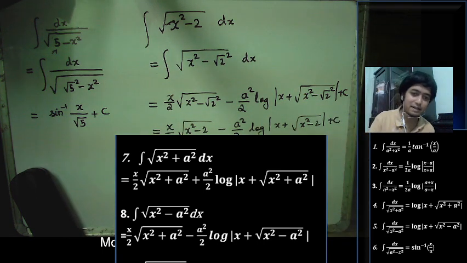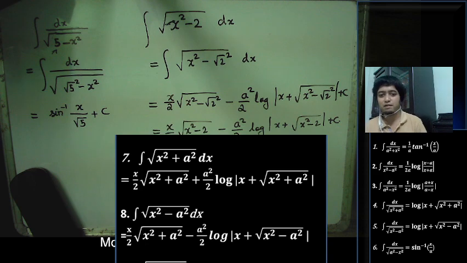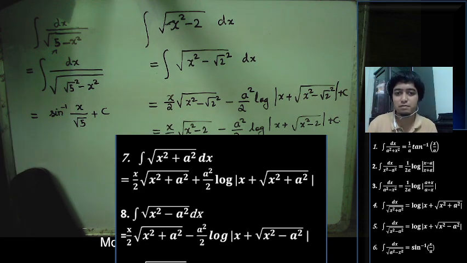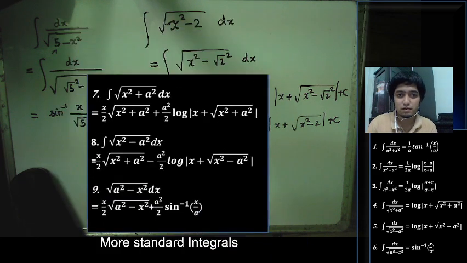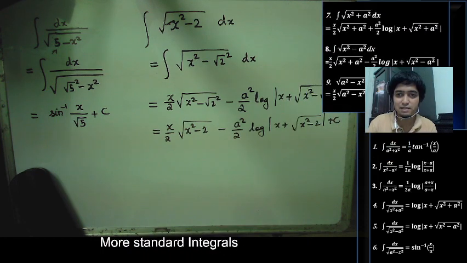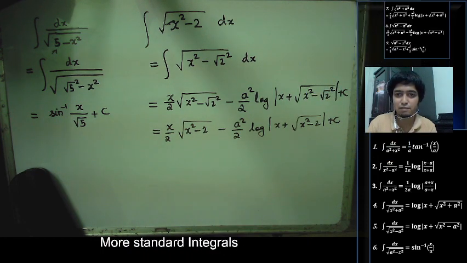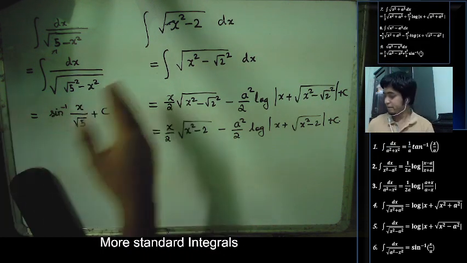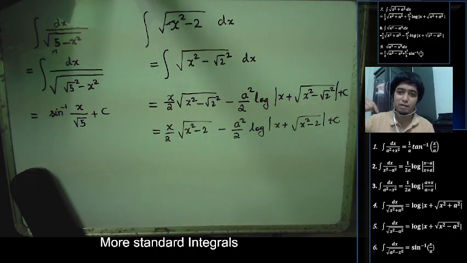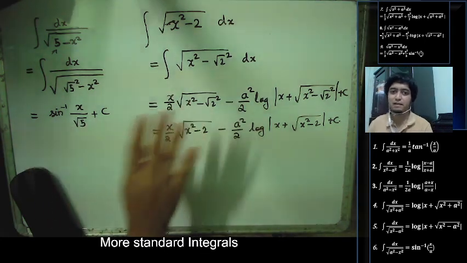So just correct formula number 8. It should be x by 2 root over x squared minus a squared. So you can do some corrections, and now we can proceed to the next one. If they are of the types that are given by formula 1 and 2, 3, 4, 5, 6 and 7, 8, 9, you can easily do them like this.